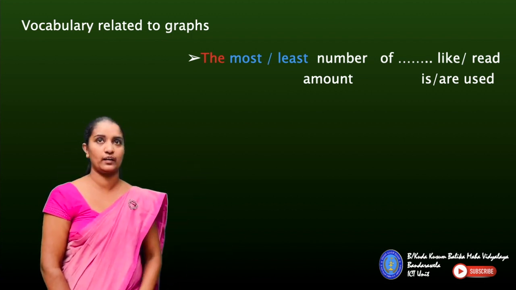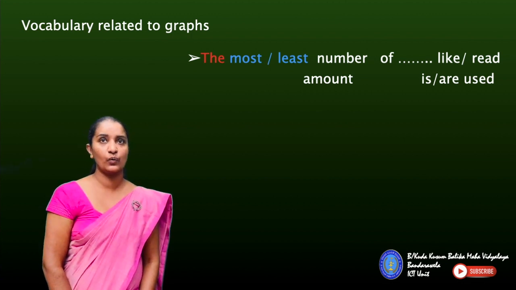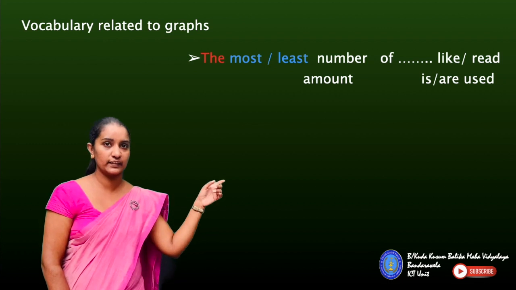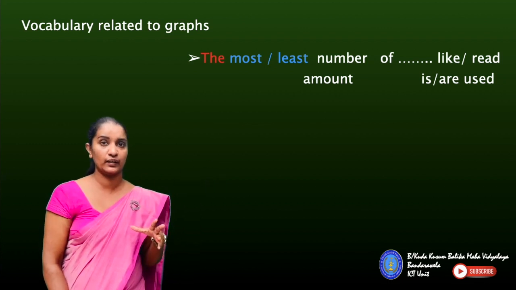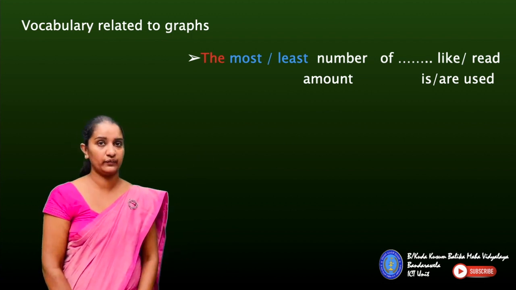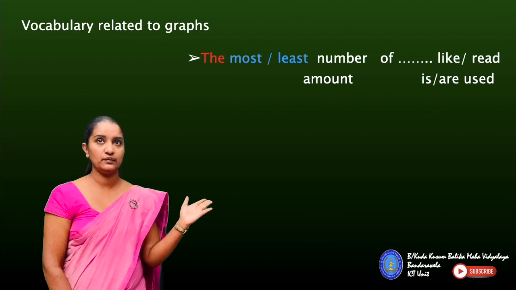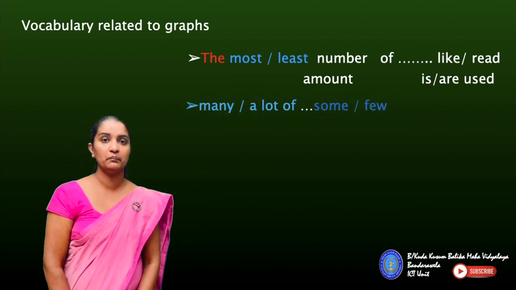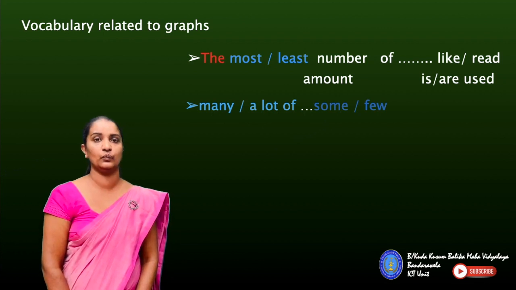Look at the first one, the most or the least. Why did I write the in red color? Because if you are going to write about the most or the least, the is very, very important. And what is the meaning? Vedima or adu. And look at the second point. Many, a lot of, or some, or few.